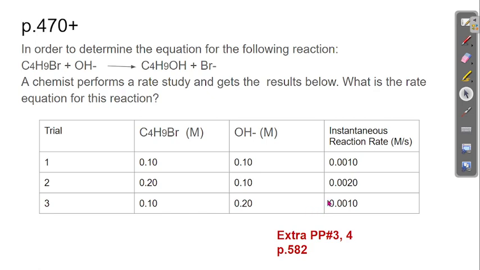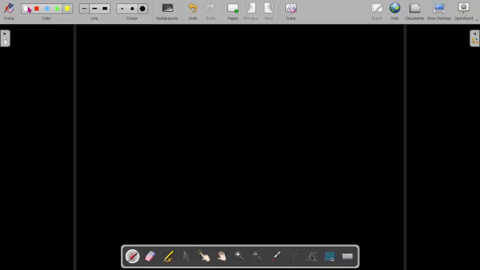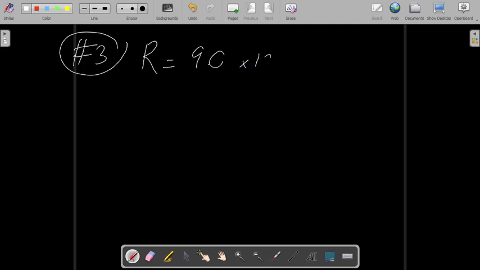Let's start with number 3. So for number 3, our extra practice problems, let's see what they're asking. They're asking for the equation. So if you got this, I'm copying it from my notes.